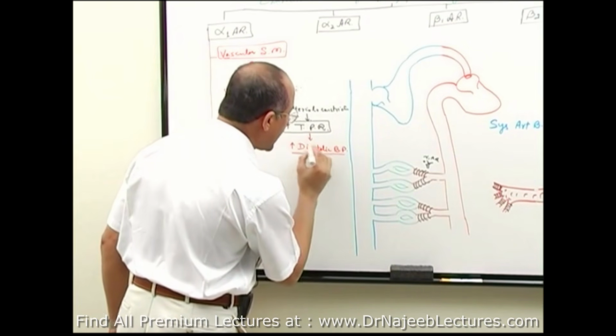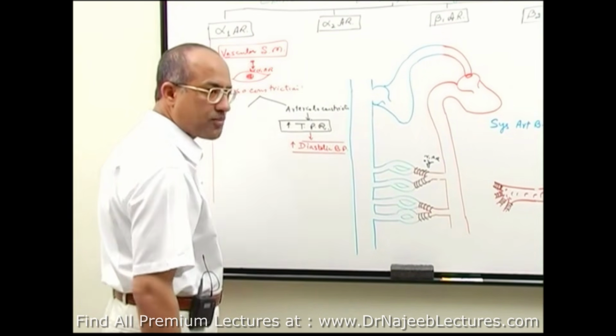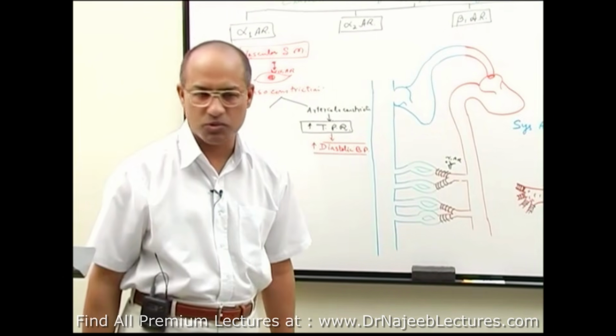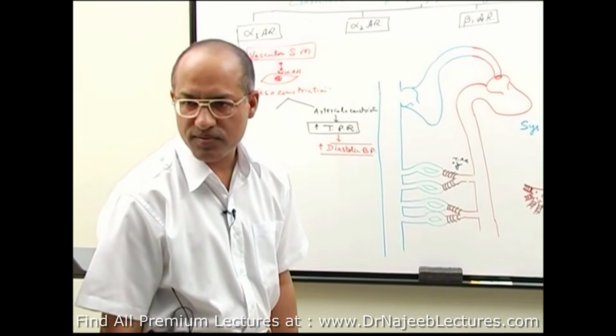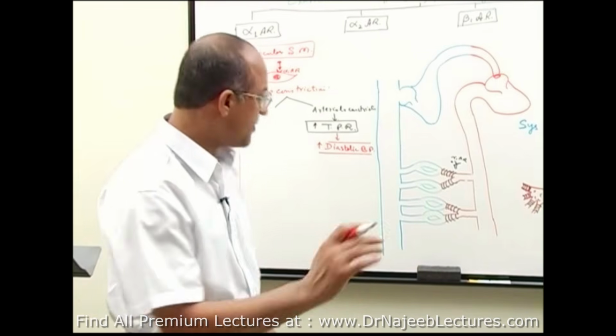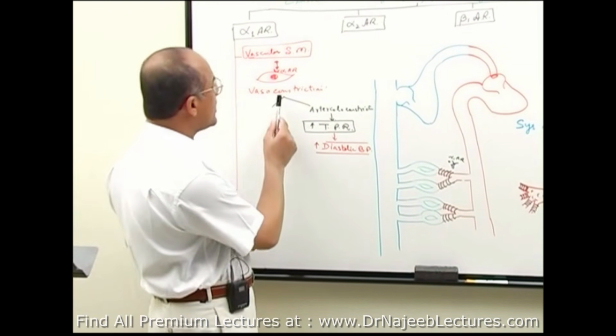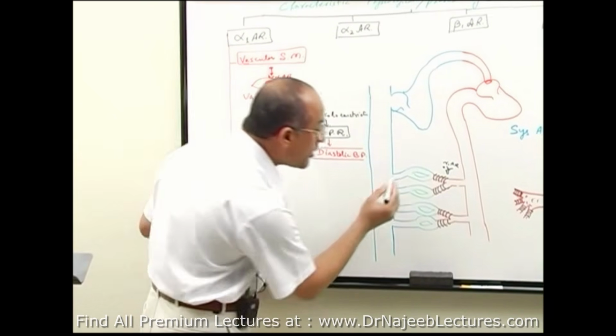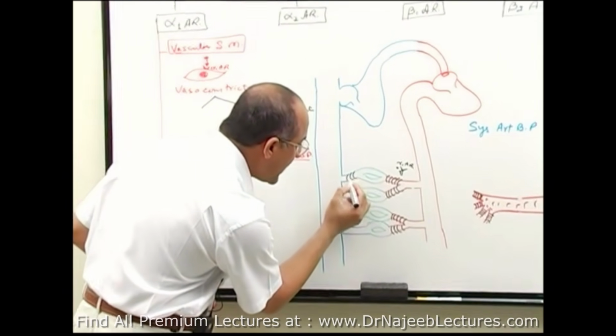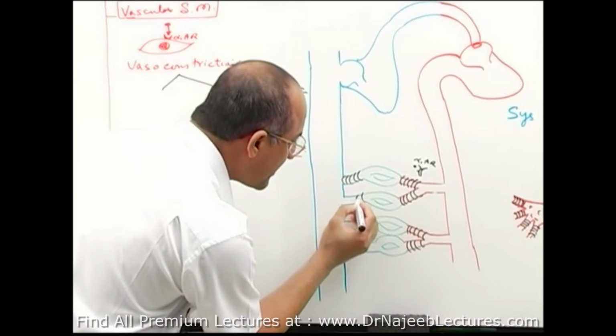This is the direct result of alpha 1 receptor stimulation on arteriolar smooth muscle. Any question up to this? There's no question. Okay. But there is one more thing: alpha 1 adrenergic receptors are also present on the veins, on the venules and veins.